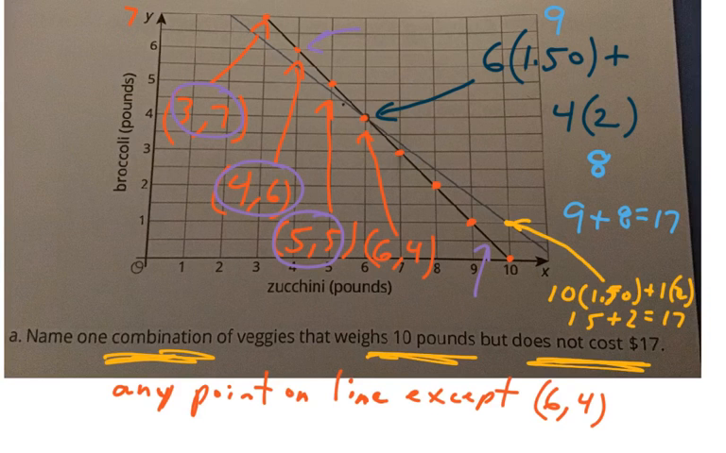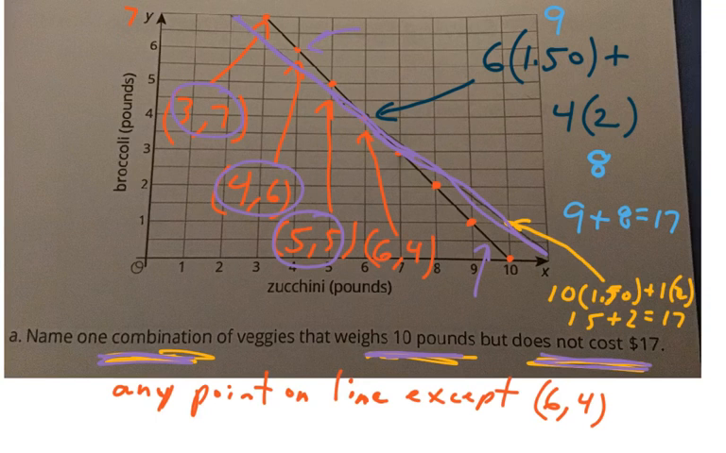Okay. Now the other line, which I'm going to make purple, this other line right here, every one of those values is where it adds up to $17. Okay? So question A says, name one combination of veggies that weighs 10 pounds. If it's 10 pounds, it's got to be on the red dotted line, but does not cost $17.